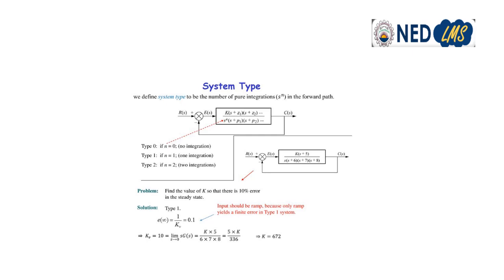So we have put the value of steady state error equal to 0.1, that is 1 upon Kv. 1 upon 0.1 is 10, and we have calculated and simplified, then we'll get the value of K equal to 672.